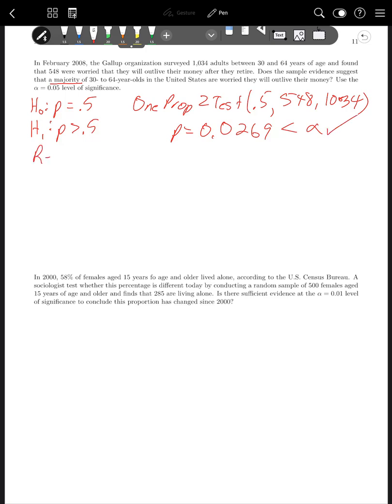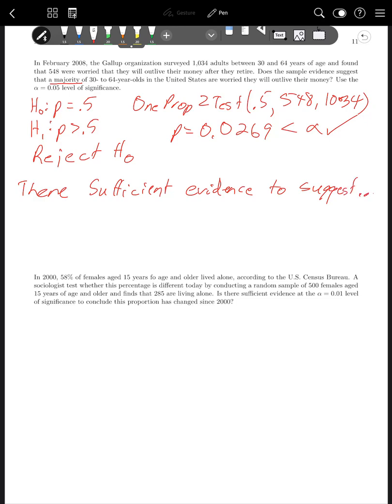So we can reject H naught and say there is sufficient evidence to suggest that a majority of Americans are worried that they will outlive their retirement. Okay? And I just put that shorthand here in the notes.